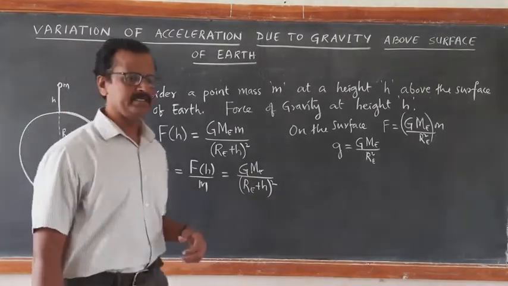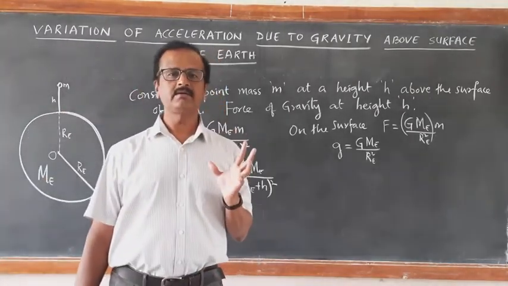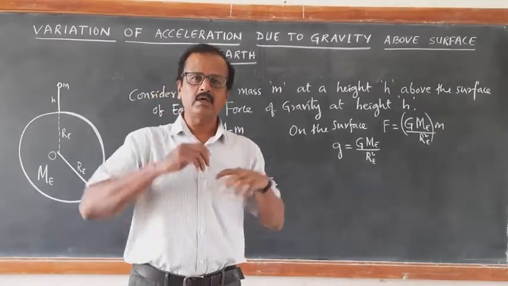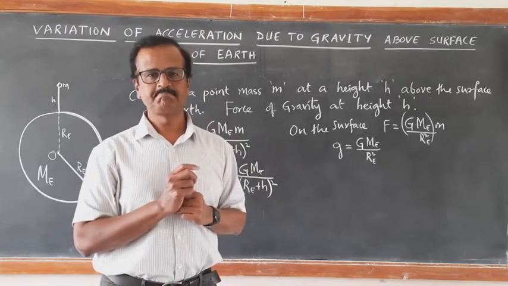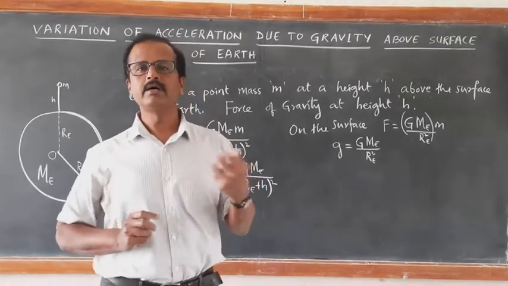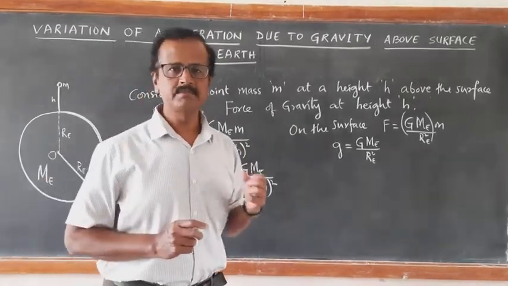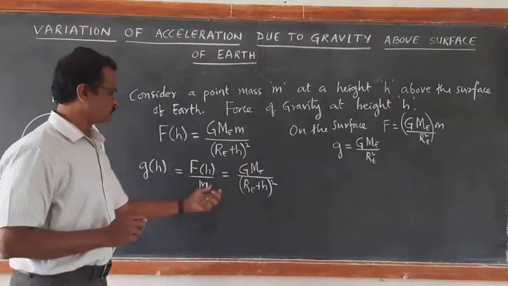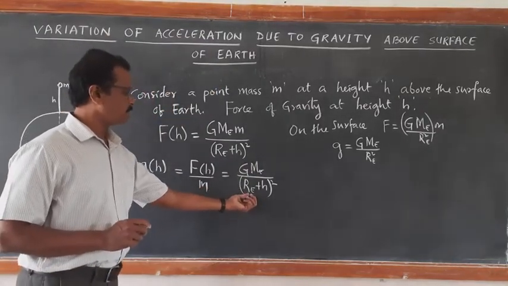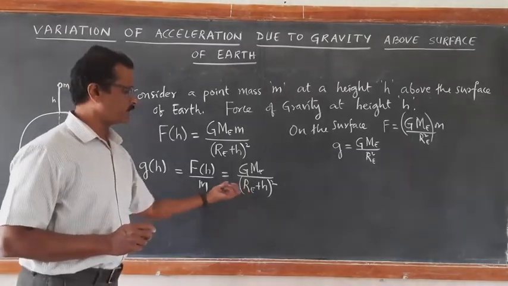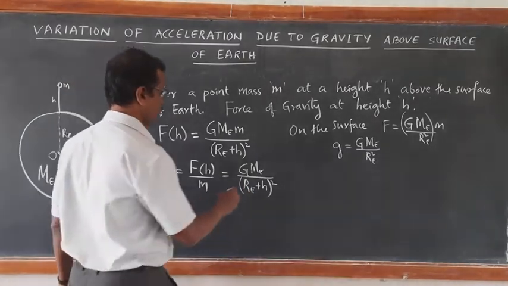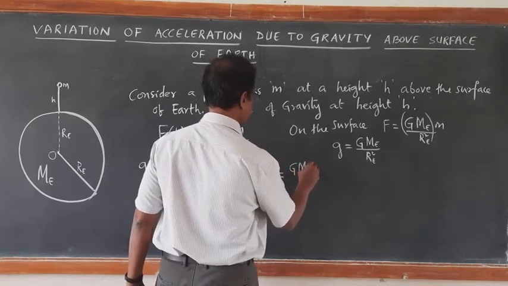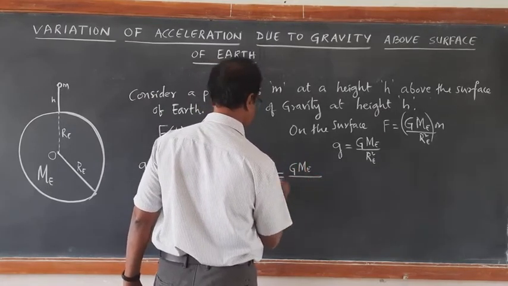Now, if the height is not that high, if the height is not comparable to radius of earth, then we use another equation by another method. Now, take out Re from the denominator. Take out Re as a common factor from the denominator. If you take out Re as a common factor from the denominator, we get G Me upon Re.